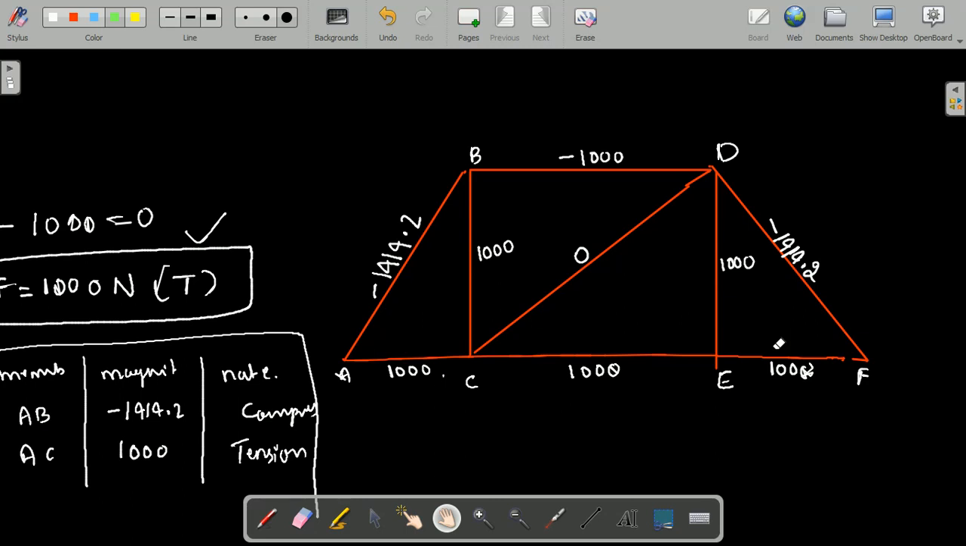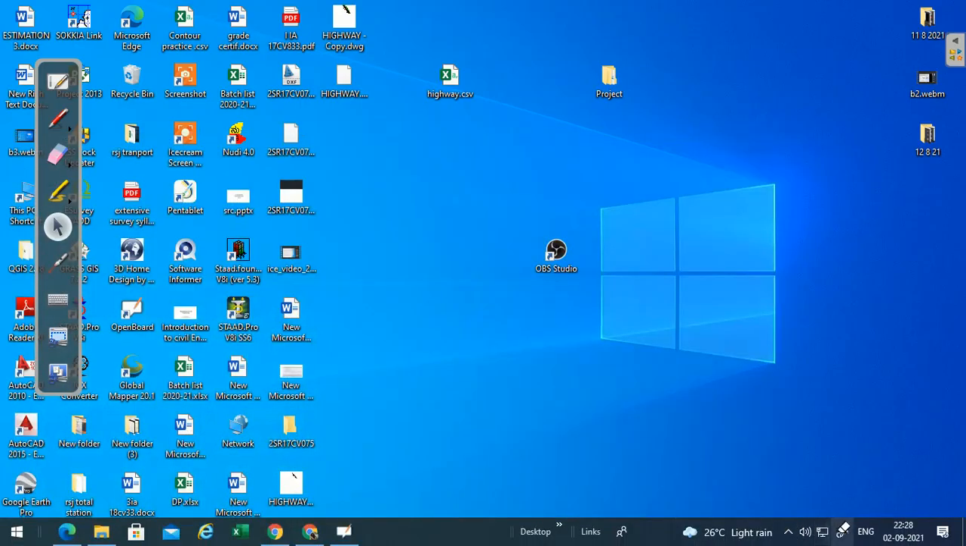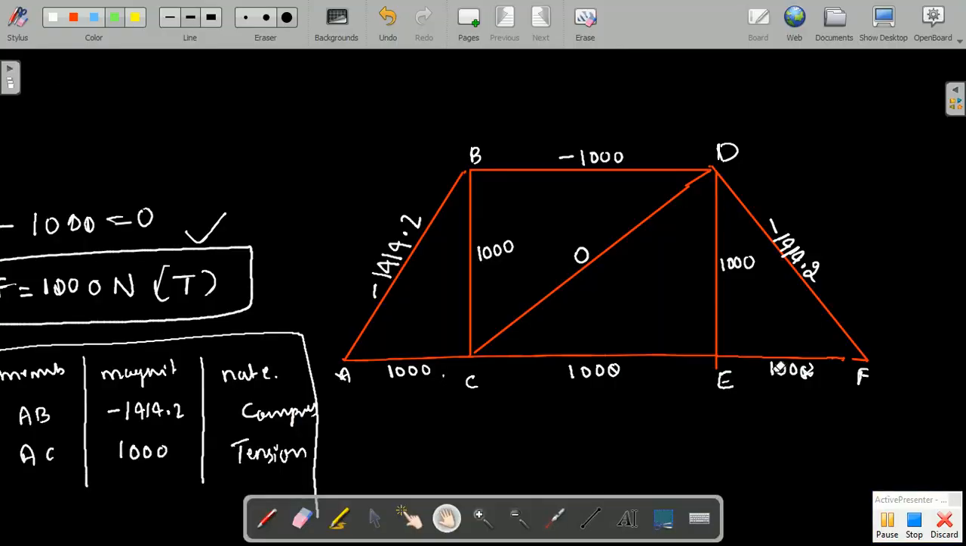Is it clear? The steps are very easy, but it is somewhat lengthy. We are going to solve some more problems in the upcoming sessions. It is a lengthy procedure, but applying the equilibrium conditions and considering the sign convention is very important. This is the session that gives you the complete procedure of analysis of a truss using the method of joints. So let us continue with some more problems in the next session.